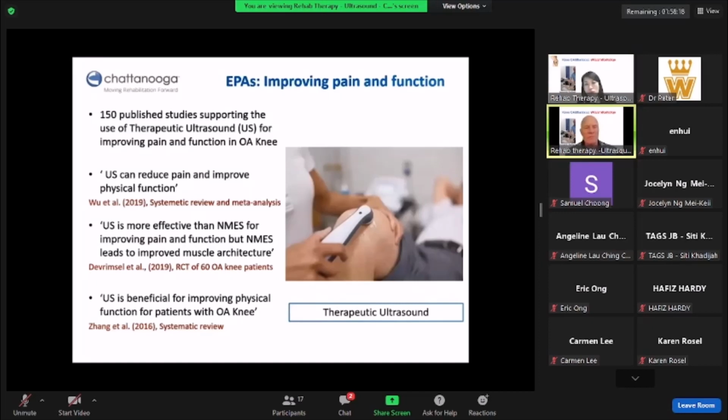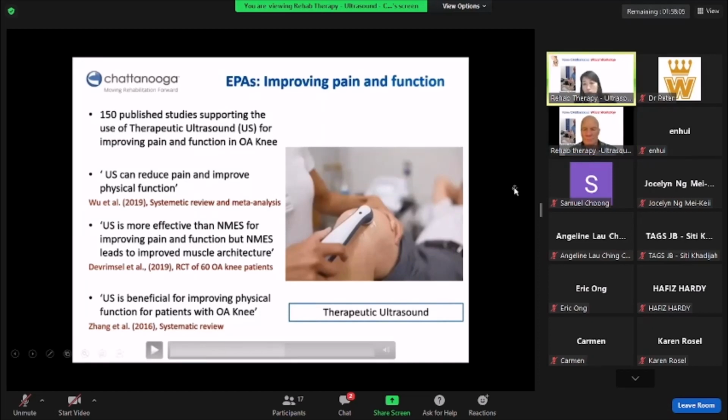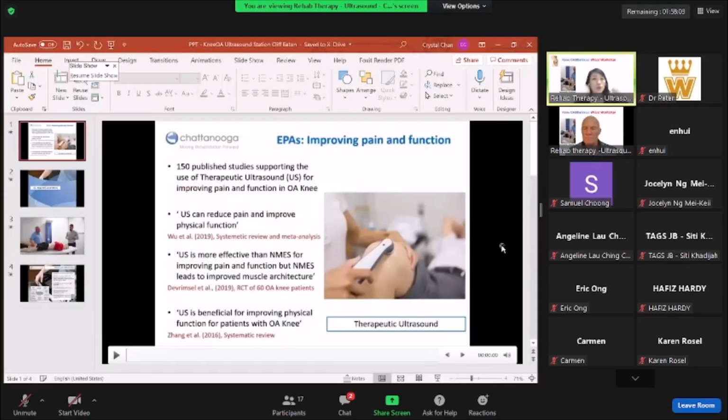Crystal, I don't know if it's just me, but I see the slide, but there's no sound. The video is playing, but there's no sound. Is it muted by any chance? No. Sorry.